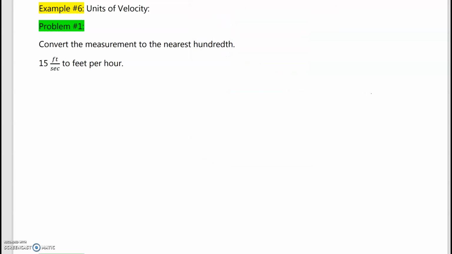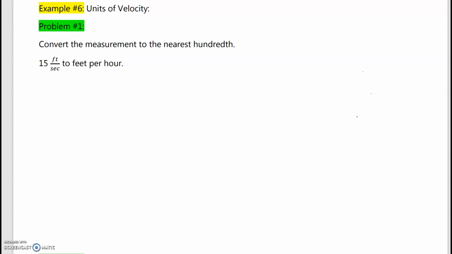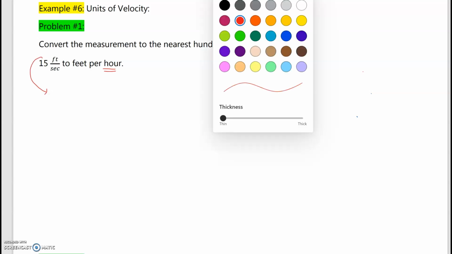Hi class, we need to take a look at example 6. Now, in units of velocity, some of these will require a total of 2 conversions per problem. Let's take a look at this one. On this particular one, we're just changing feet per second to feet per hour. So we just have to change the units to hours. This one will only require 1.